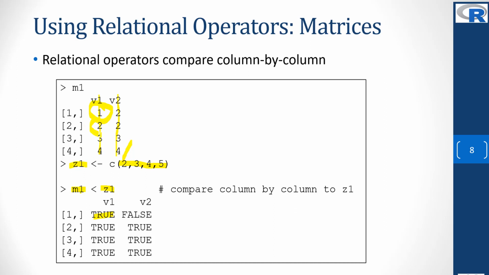And then we check the next element in the same column. So is 2 less than 3? Yes, it is. 3 is less than 4, and 4 is less than 5. And then, after we worked our way through this column, we move to the next column and do element by element again. Is 2 less than 2? No, it's equal, so we get false. And then the subsequent checks, 2 is less than 3, and 3 is less than 4, and 4 is less than 5, and we get true for those. So you see we have this column-wise operation for relational operators when we're working with matrices.